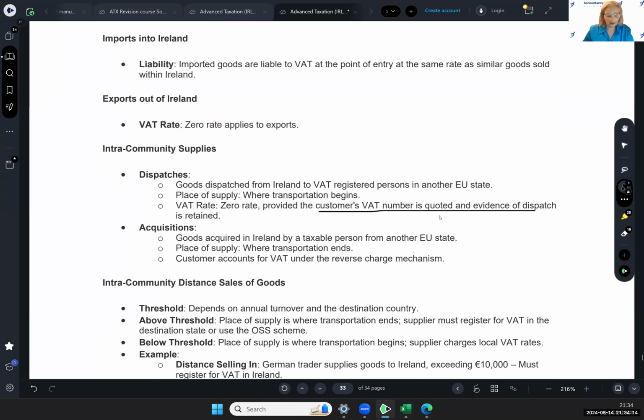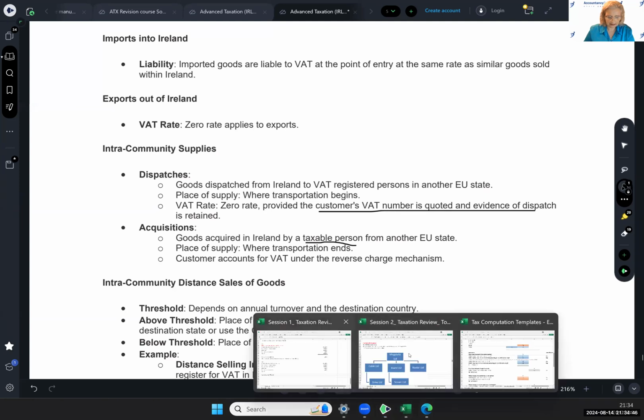All right. For intra-community acquisitions, very important. The general rule is goods acquired in Ireland by a taxable person from another EU member state, so from a VAT registered business in another EU member state, the place of supply is where transportation ends. And the customer accounts for VAT under the reverse charge mechanism. So let me just explain this for a second.